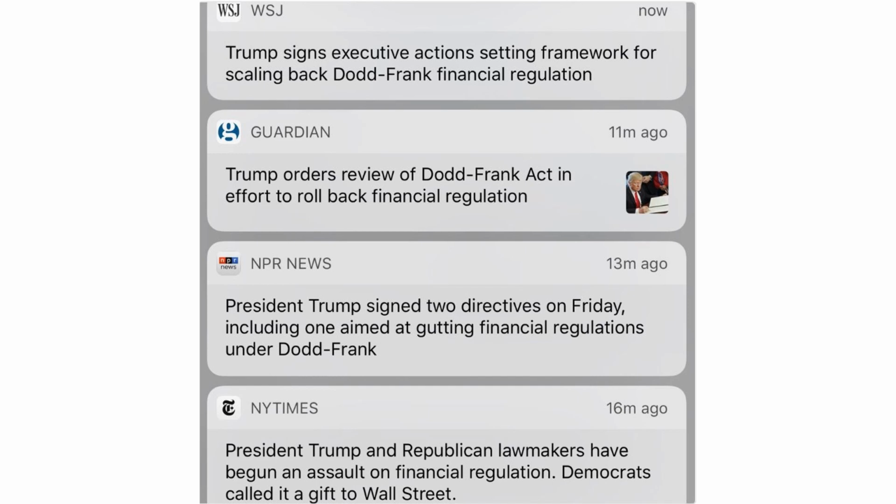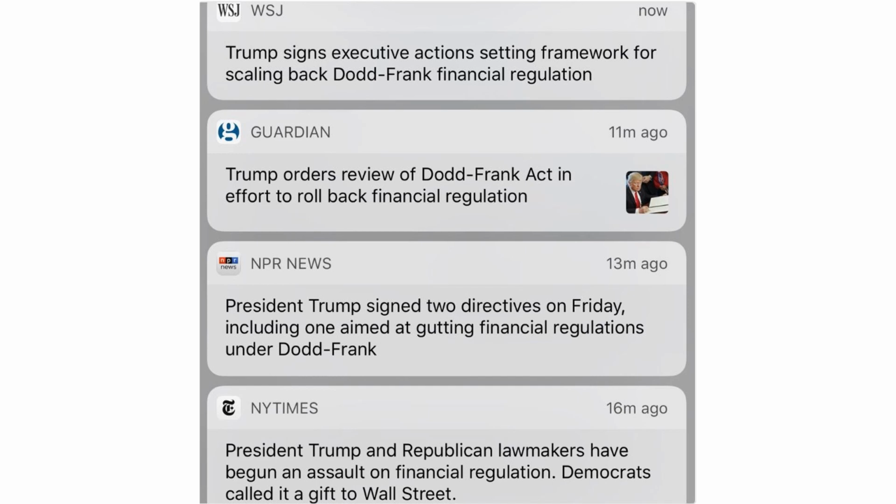So you can see the difference in tone, number one. You can also see the difference in attitude. Some are with Trump, others are against Trump. For example, if you look at the first one again, Trump signs executive action setting framework for scaling back Dodd-Frank financial regulation. So we could see that it's talking about an executive action, and it shows Trump's power, and it is all against Dodd-Frank.